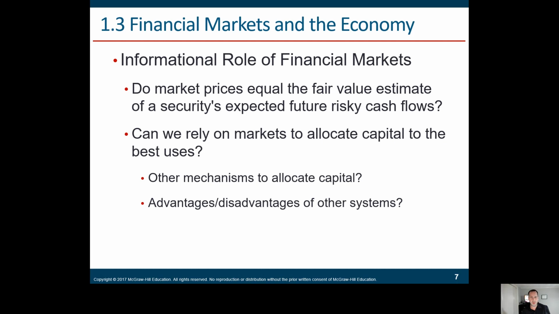Again, it asks, do market prices equal the fair value estimates of the security's expected future risky cash flows? I know I brought up Tesla a few times, but I wanted to make this class timely. I read an article this morning in the Financial Times that indicated Tesla would have to have 10 years of perfect growth and more profits than any other auto company out there, and be more efficient than Toyota, the most efficient automaker in the world at the moment. That's how you could justify it. And even the article said, even if they were priced to perfection for 10 years, it still looks expensive.